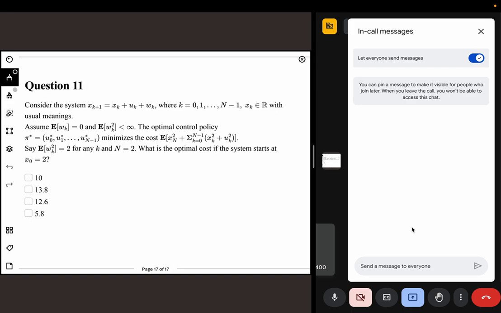Okay. So this is the last problem where you have the same equation, same set of problem, but the only question that we are trying to ask is, instead of solving for the optimal control action, the question asks you to find the optimal cost if the system starts at x0 equal to 2. So essentially this is my J0 of x0. This is what I'm trying to find.